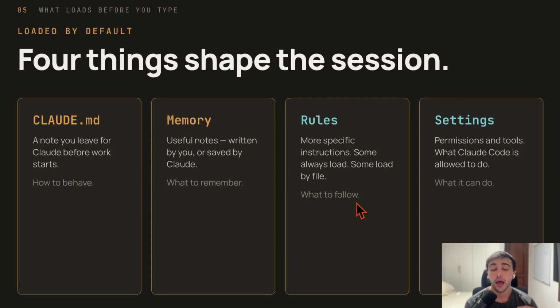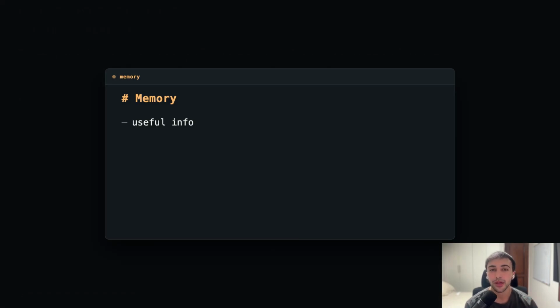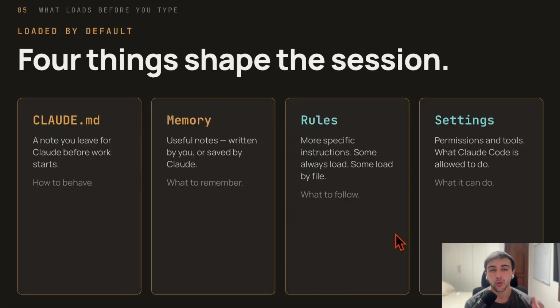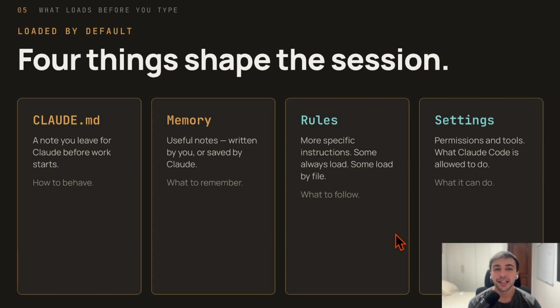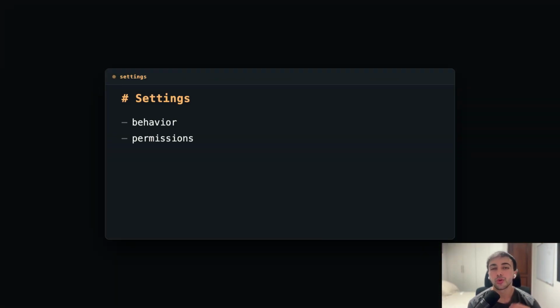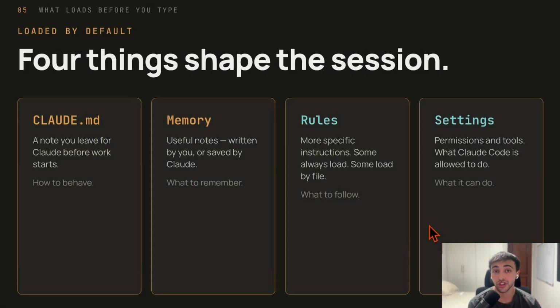Second, we have memory. Memory helps Claude carry useful information across sessions. Third, we have rules. Rules give Claude more specific instructions, sometimes for the whole project and sometimes for certain files. Fourth, settings. Settings control behavior, permissions, tools, and what Claude is actually allowed to do. So, simple version. CLAUDE.md, memory, and rules tell Claude what to know or follow. Settings control what Claude Code can actually do. This is why fresh doesn't always mean empty.